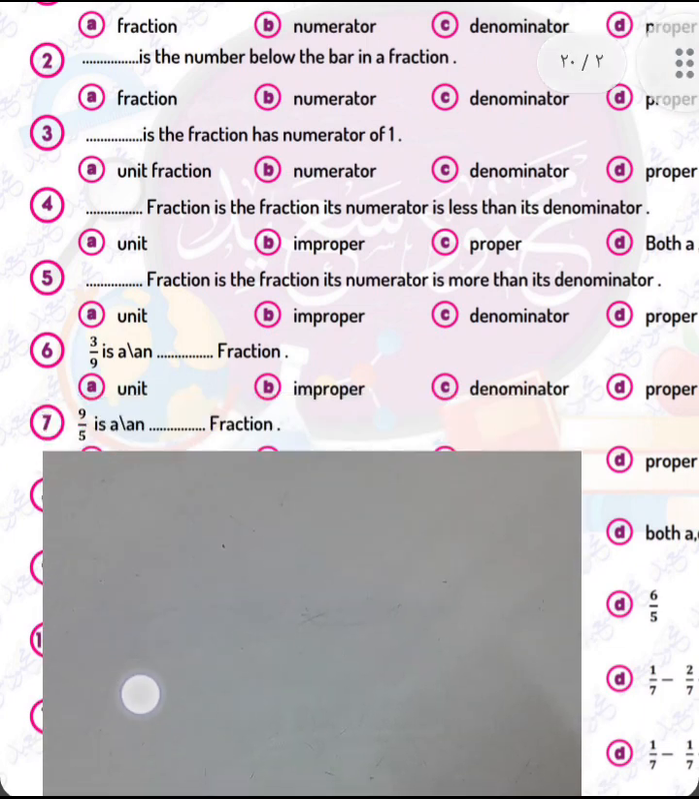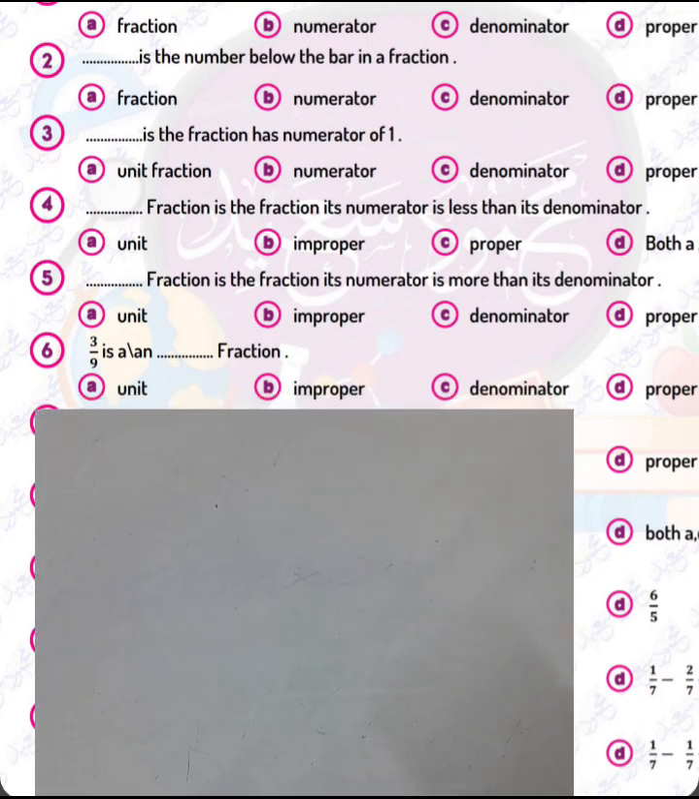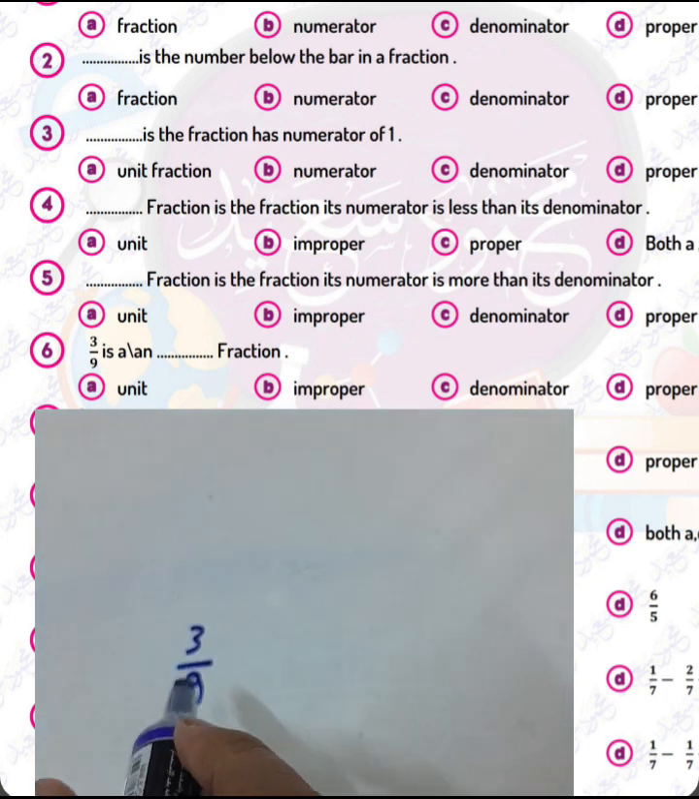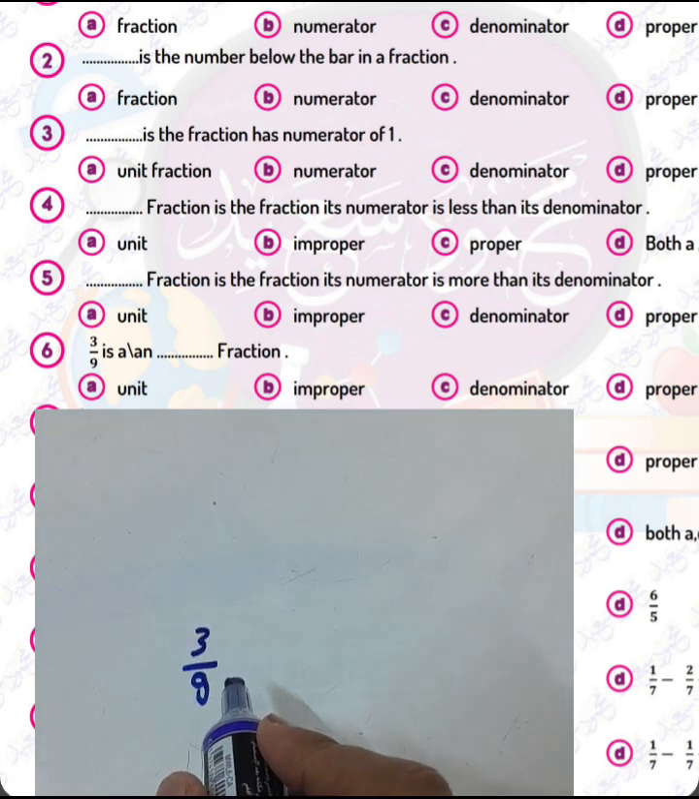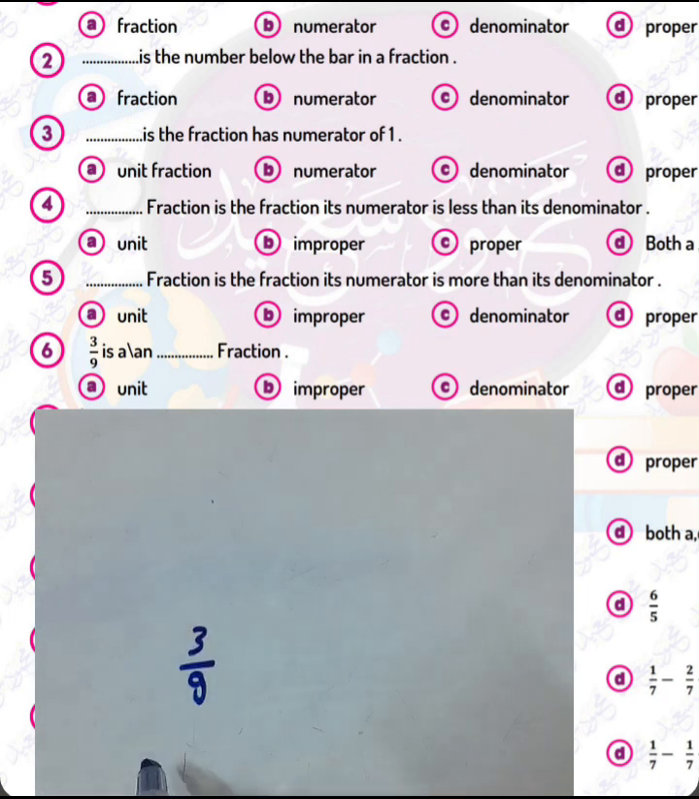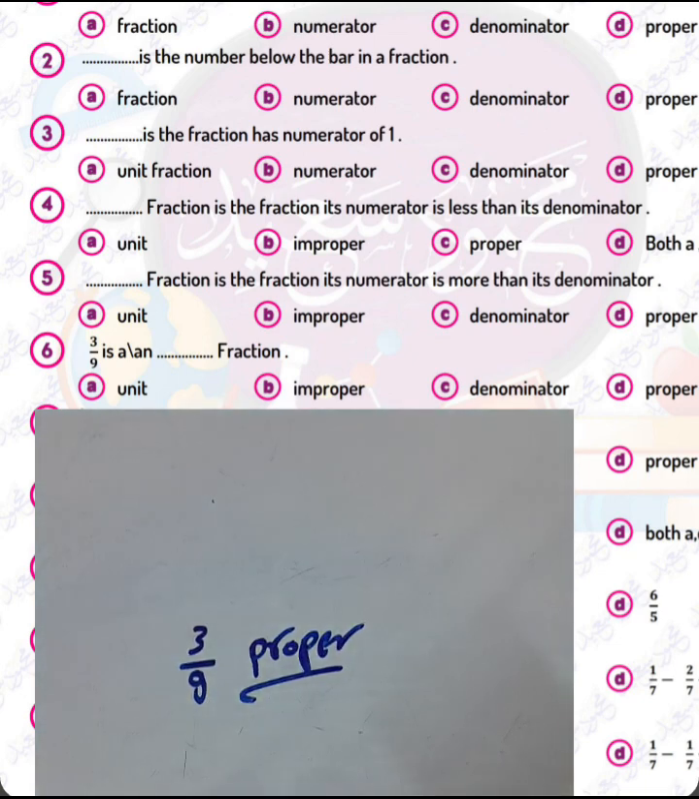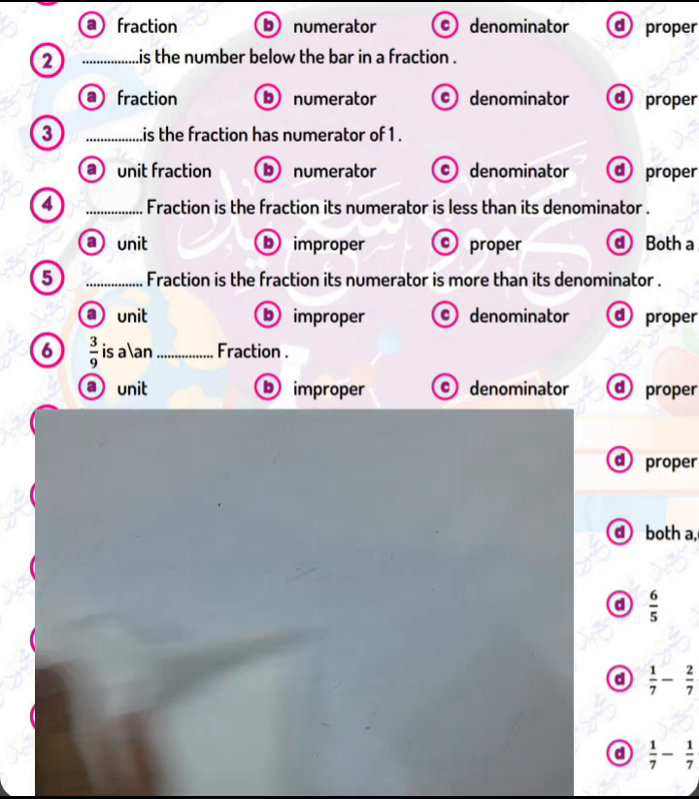Okay. 3 over 9, we called it what? It is proper, because 3 less than 9. We called it a proper fraction.